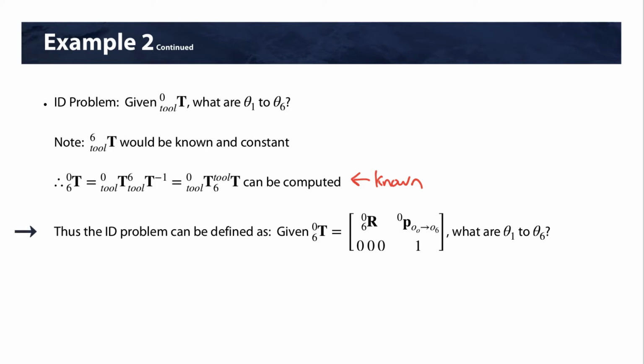So now our inverse displacement problem we defined as: given T06, the transform describing frame 6 with respect to the base frame, what are theta 1 to theta 6? Now, it's important to note that since the Rice manipulator has a spherical wrist, we can actually split the main arm solution from the wrist solution.